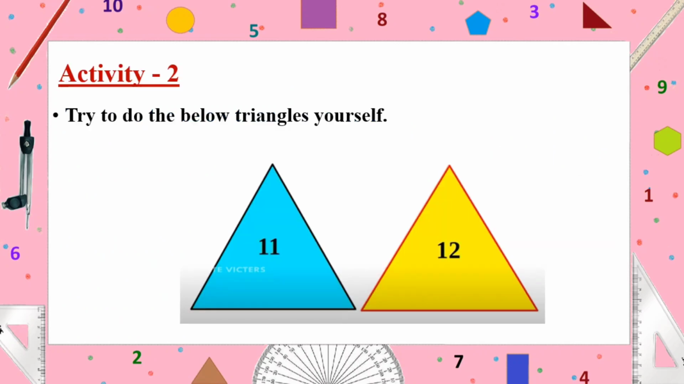Now, this is an activity for you. Try to do the below triangles yourself. Here, two triangles are given. In the first triangle, the number 11 is written inside the triangle. So, the sum of numbers on each side should be 11. And on the second triangle, the number 12 is written. That means the sum of numbers on each side should be 12. So try to do these two triangles and send your answers to your mathematics teacher.